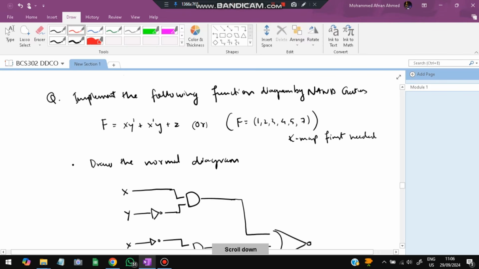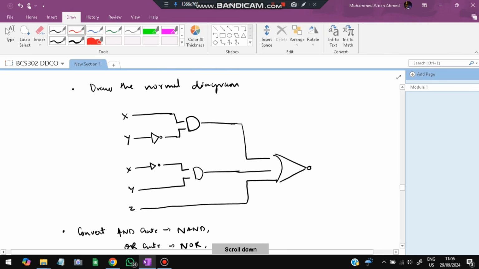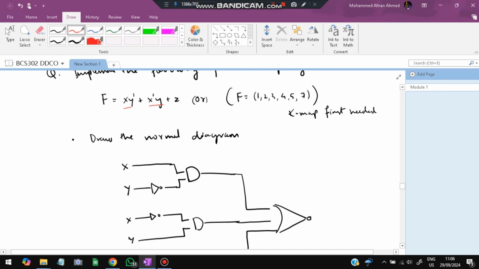Next we have another simple question, where again you have to use NAND gates to implement the following equations. They can give it to you in this form, or in this form. In case they give it in this form, first you have to use the K-map and find this equation, then proceed. That will be for higher marks. But in this case, the direct equation is given, so you'll use this same equation here. So draw the normal diagram, and here we will have x y bar, x bar y, and z.